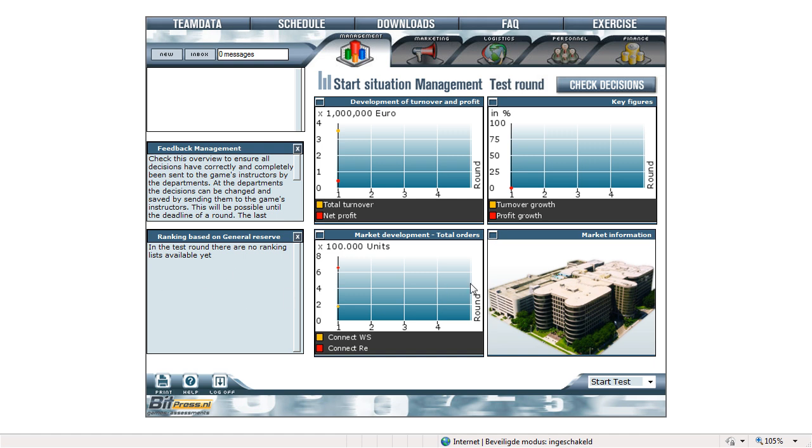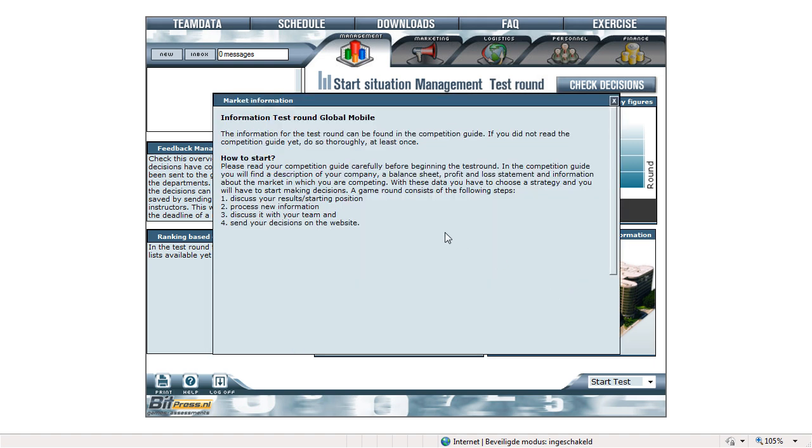You start every round by reading the market information. This can be accessed by clicking on the image. The information for the test round can be found in the competition guide. You can download the competition guide from Downloads. Please read your competition guide carefully before beginning the test round.